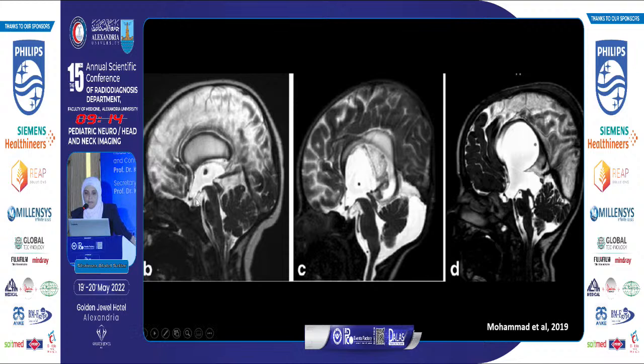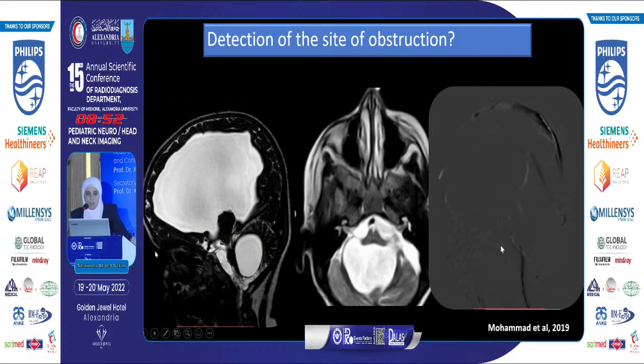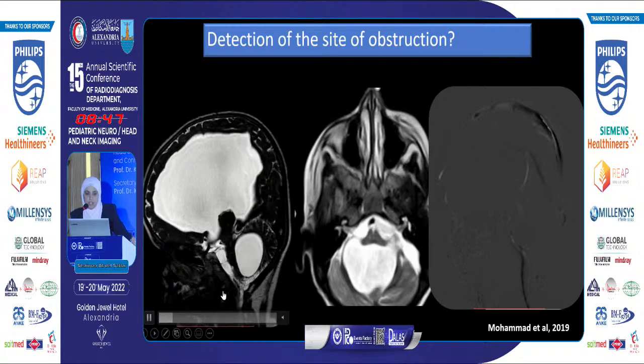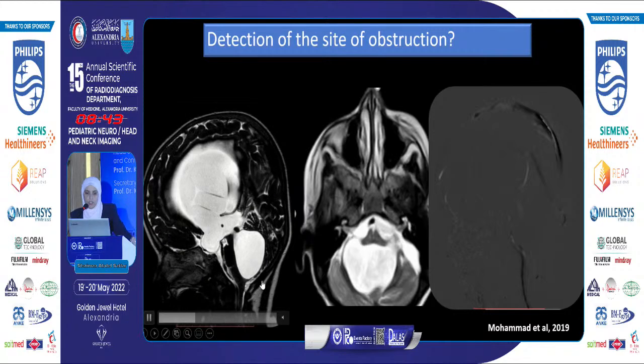Again, there are different types of aqueductal obstruction here. The aqueduct is obstructed here, here, and also here at the fourth ventricle. And this is the fourth ventricular exit. As we said, this is obstruction at the fourth ventricular exit with no flow here in the posterior spinal subarachnoid space and all surrounding the cerebellar hemispheres. Also, maybe this is an image of the 3D image. We can see obstruction at the fourth ventricular exit.